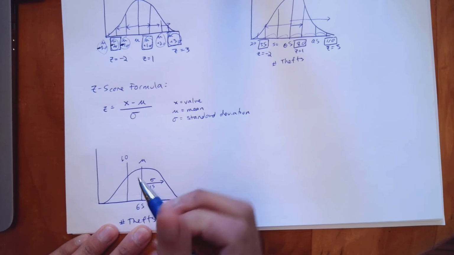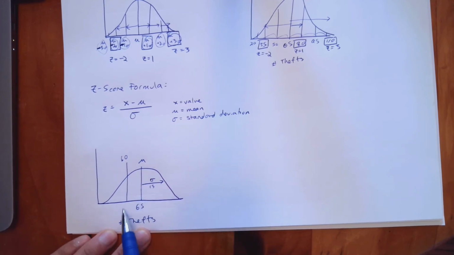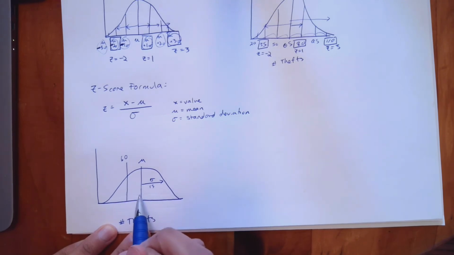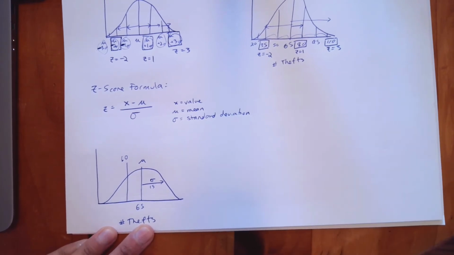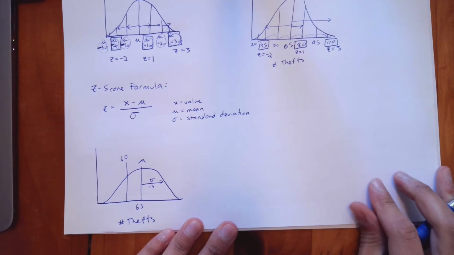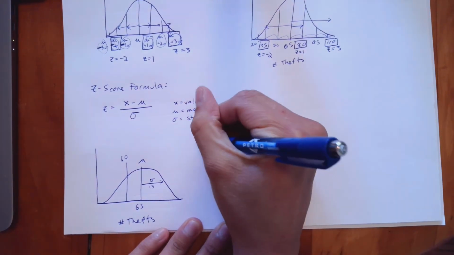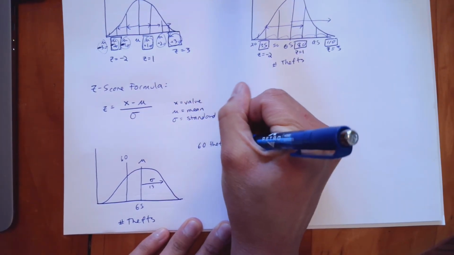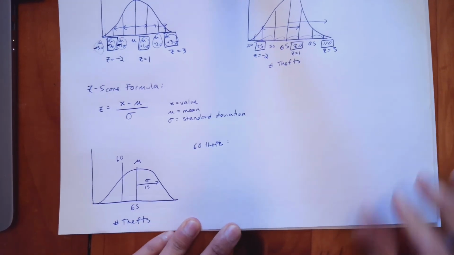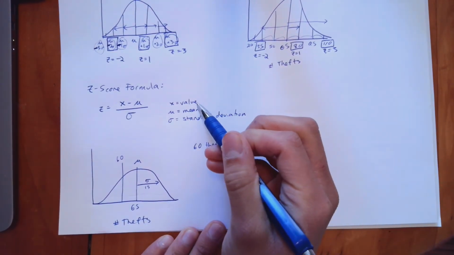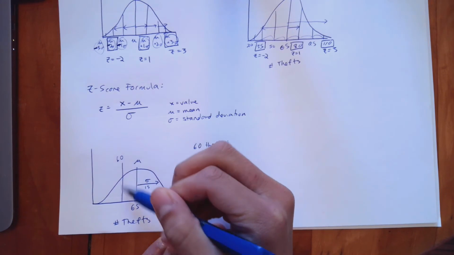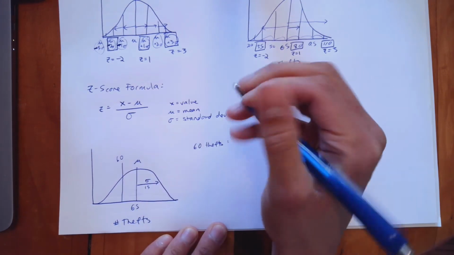And in other words, we want to know how many standard deviations away from the mean is 60 thefts. If you were to count in standard deviation units away from our mean of 65, how far do you have to go to get to 60? So in order to find this out, we're going to plug these values into the z-score formula. So for 60 thefts, our value that we're interested in here is 60. So we want to know our z-score for a value of 60. So we're going to plug in 60.